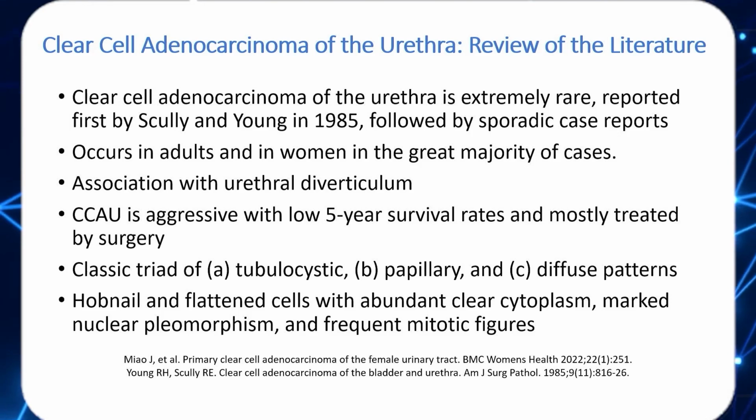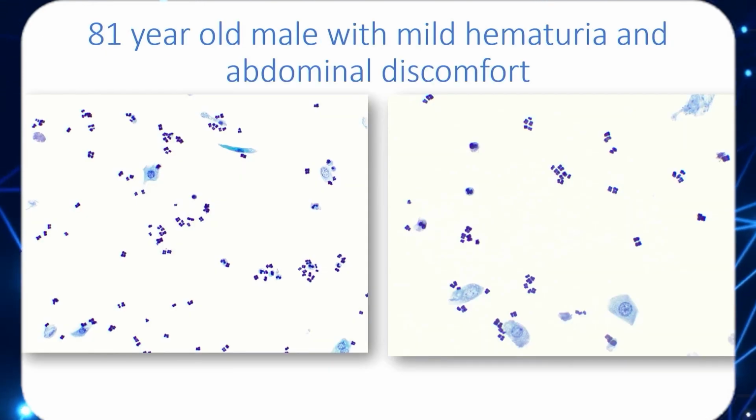So I think we are doing well with time. I have 4 minutes to finish. So I have one more case. This is actually a very interesting case, and you will think, why is he showing this? Fairly easy. 81-year-old male with mild hematuria and abdominal discomfort. So fairly low in cellularity. This is a good example of well-preserved umbrella cells.